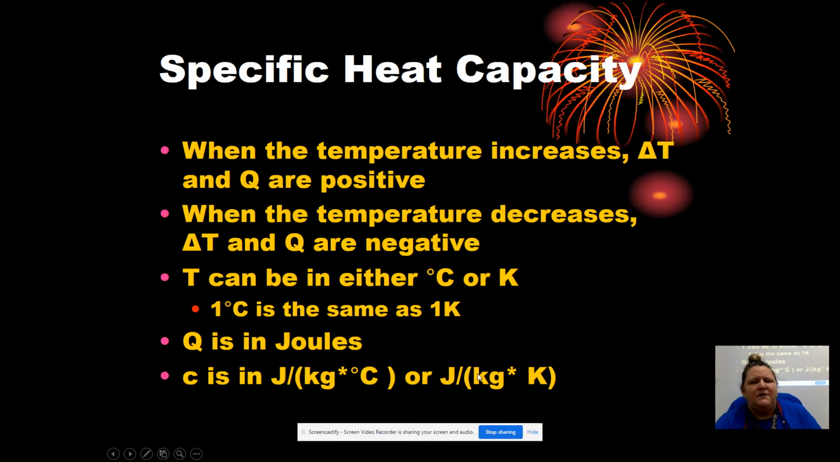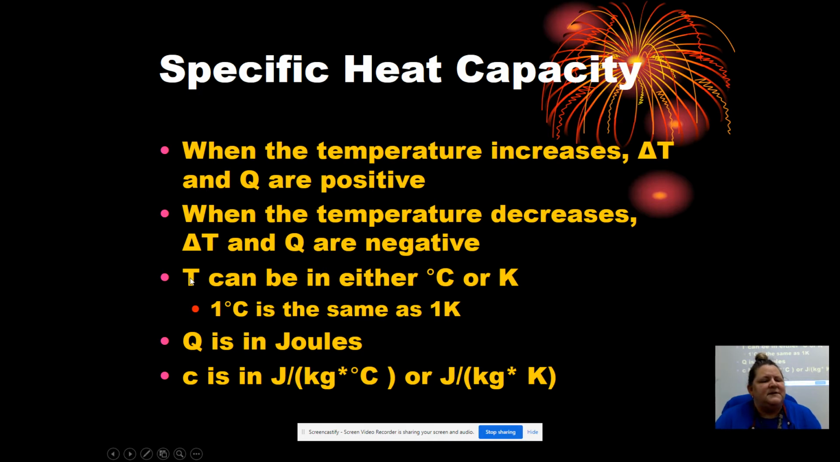Okay? So, if you look at your equation that you just wrote down, when the temperature increases, delta T goes up. Okay, so temperature goes up, and the amount of heat that you're supplying is going up. So they're both positive. When temperature is going down, your change of temperature is negative because it's cooling off, and your Q is negative, meaning instead of absorbing heat, you're giving off heat. So when temperature decreases, Q and delta T are negative.